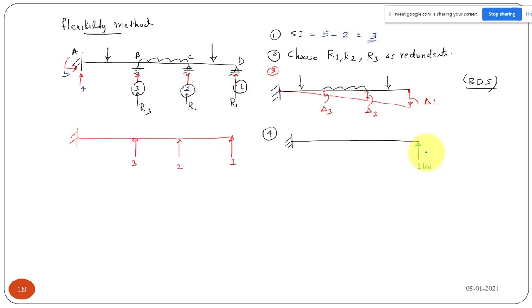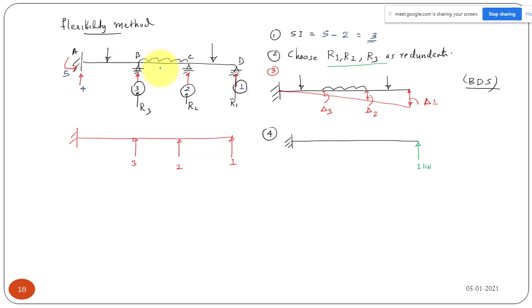Suppose in any problem you have removed a moment as a redundant reaction, then you have to apply a unit moment in that case. That depends on what type of force you have removed. You have removed the reaction, some kilonewton or some newton, it is a force, that is why I am applying a unit force at coordinate 1. Apply the unit force in the same direction as my assumed direction.